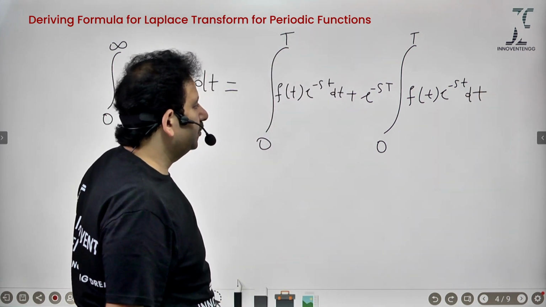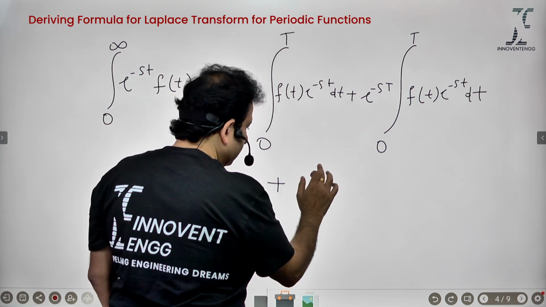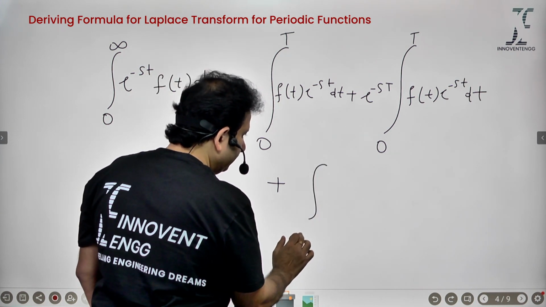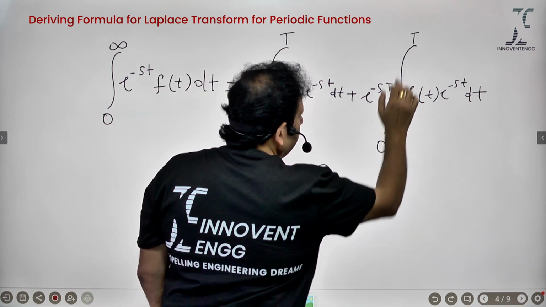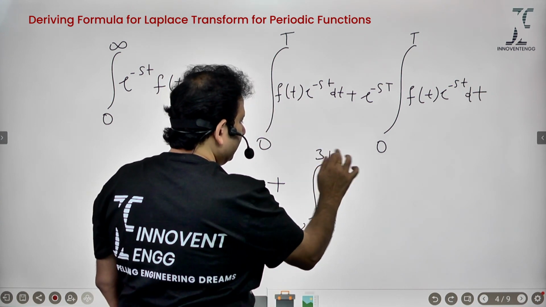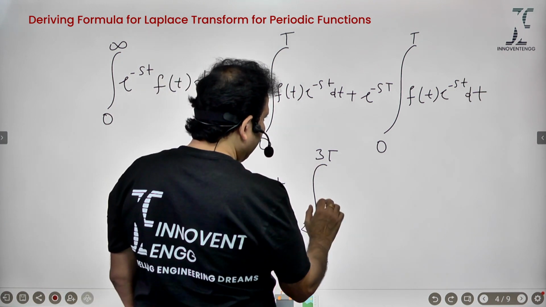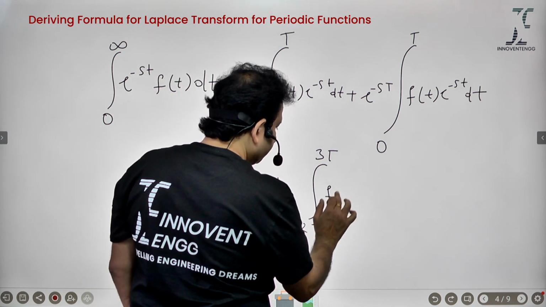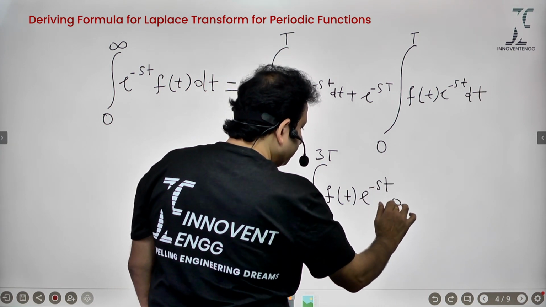So can we actually do the same thing for the next integral? What limits would it have? Since the first was t to 2T, this will be 2T to 3T, right? This would have the limits 2T to 3T, and therefore this could again be reduced.